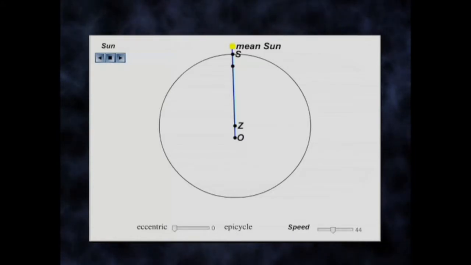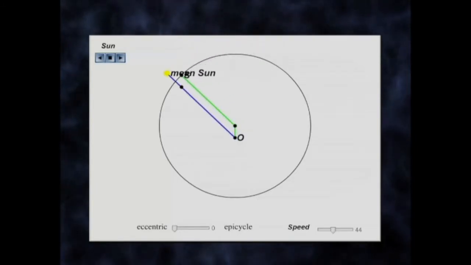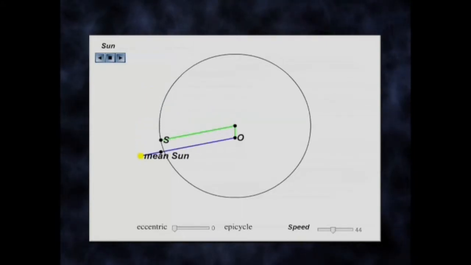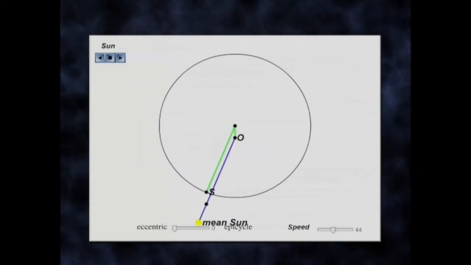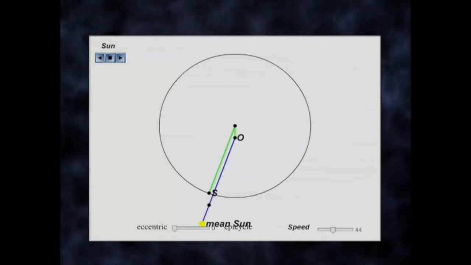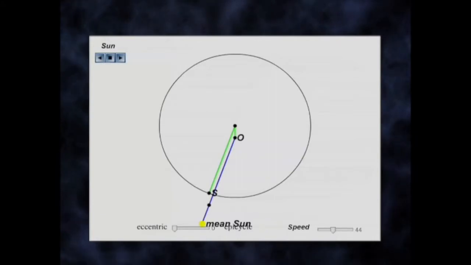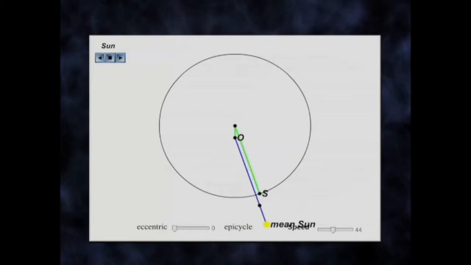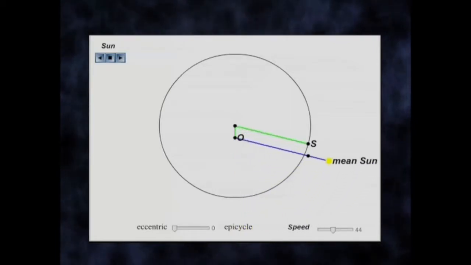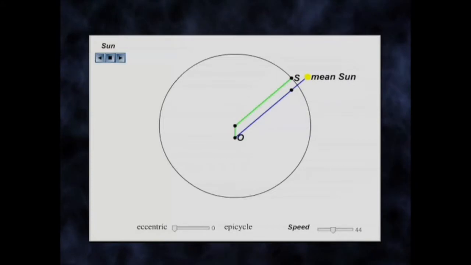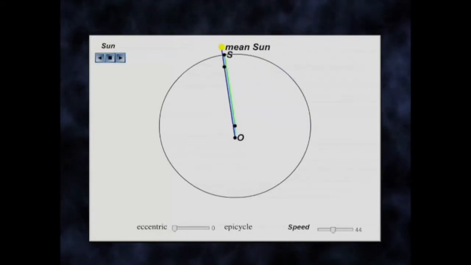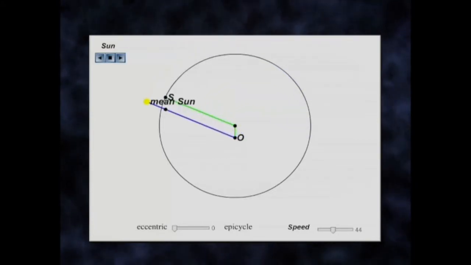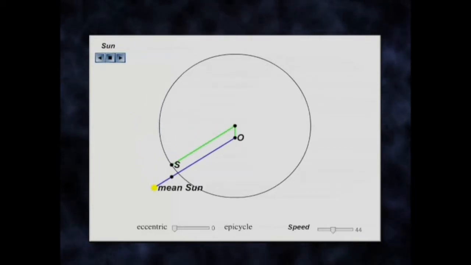Now, if I put this in motion, you can see that the green line and the blue line move at different speeds. If I pause it here, when the sun is closer to the observer, the green line catches up with the blue line. It moves faster and actually gets ahead of it. Then, as the sun gets further away from the observer, the blue line catches up to the green line, and the sun observed in an eccentric circle moves slower.